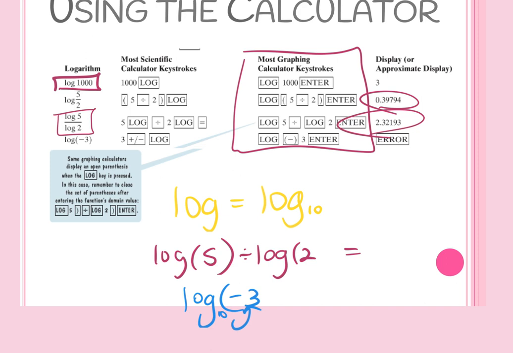Log of 1,000 is something that obviously you should be able to do without the calculator. 10 to what power gives you 1,000? You need 3 zeros, so it's 10 to the third.